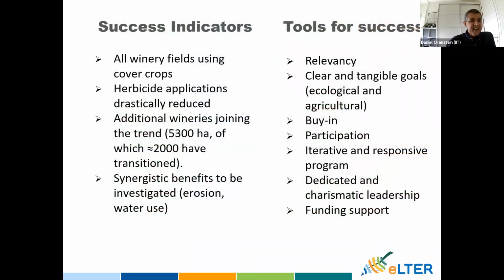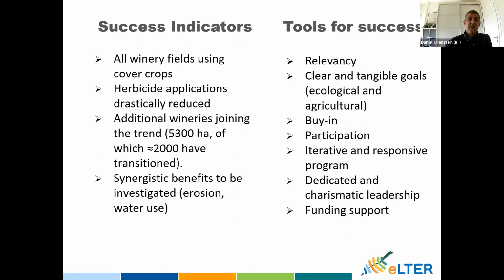So the success indicators for this project were that all the winery fields were eventually converted to cover crops. Herbicide applications were drastically reduced. Additional wineries started joining the trend. So now there are 2,000 hectares, or at least a year ago when I made this slide, there were 2,000 hectares that have already transitioned to cover crops. And we've realized the synergistic benefits, not just the protection of biodiversity, but the control of erosion and the conservation of water.